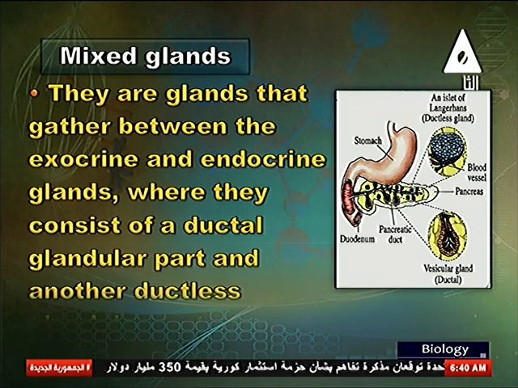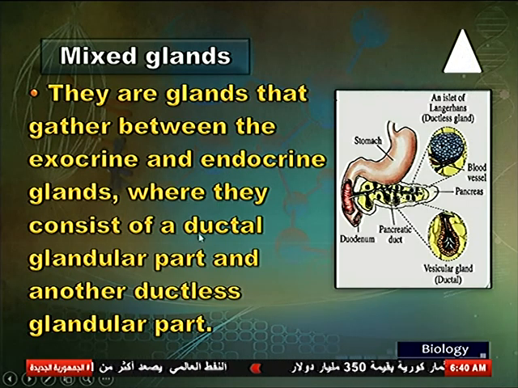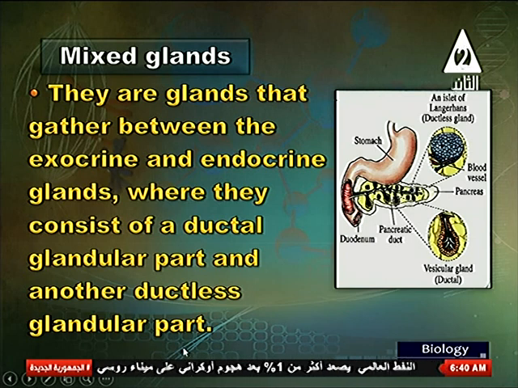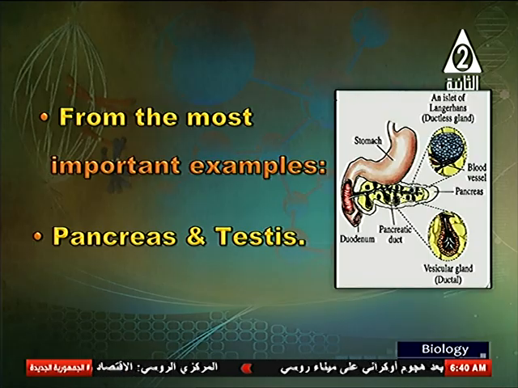There are glands that combine exocrine and endocrine glands, where they consist of a ductal glandular part and another ductless glandular part. The most important examples are the pancreas and testes. Okay.